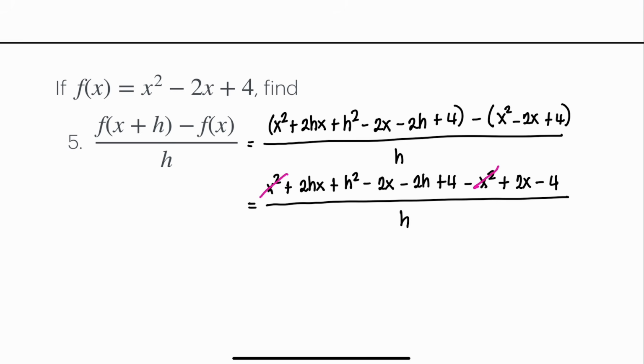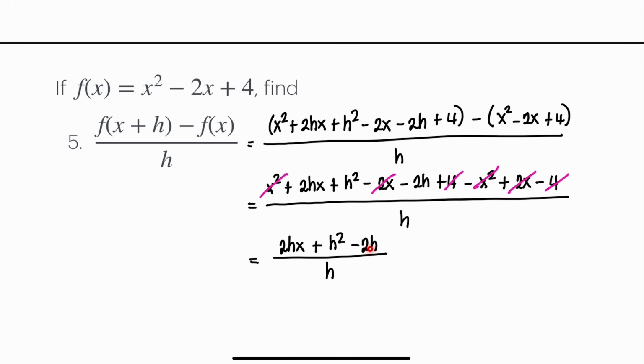And then we have negative 2x and a positive 2x here. So we can cancel that also. And then we have positive 4 and a negative 4 here. So we can cancel that also. So what's left in the numerator is 2hx plus h squared minus 2h all over h. 2hx plus h squared minus 2h.